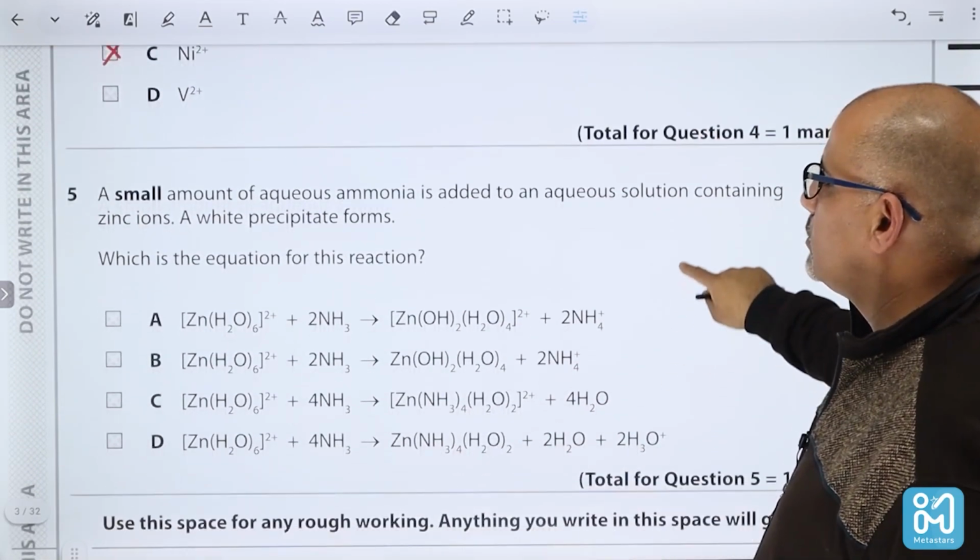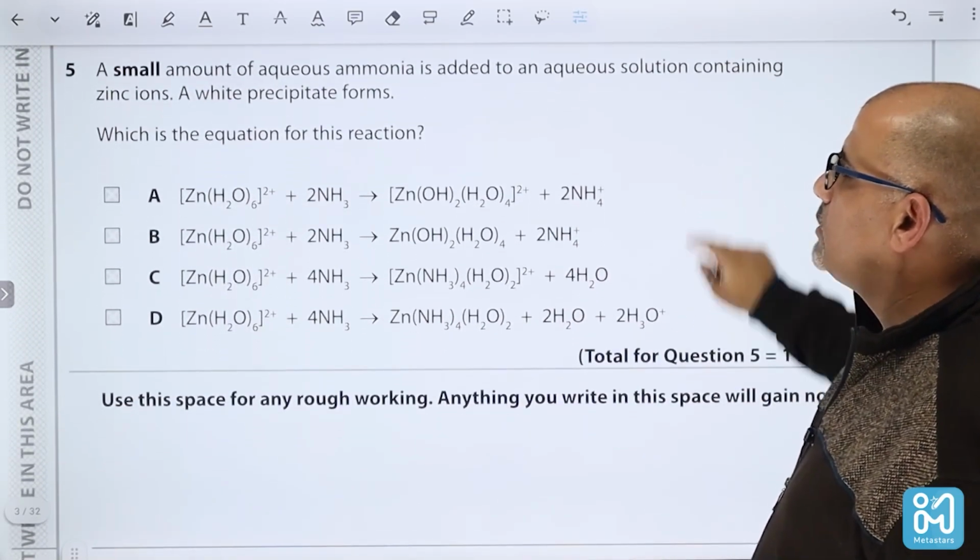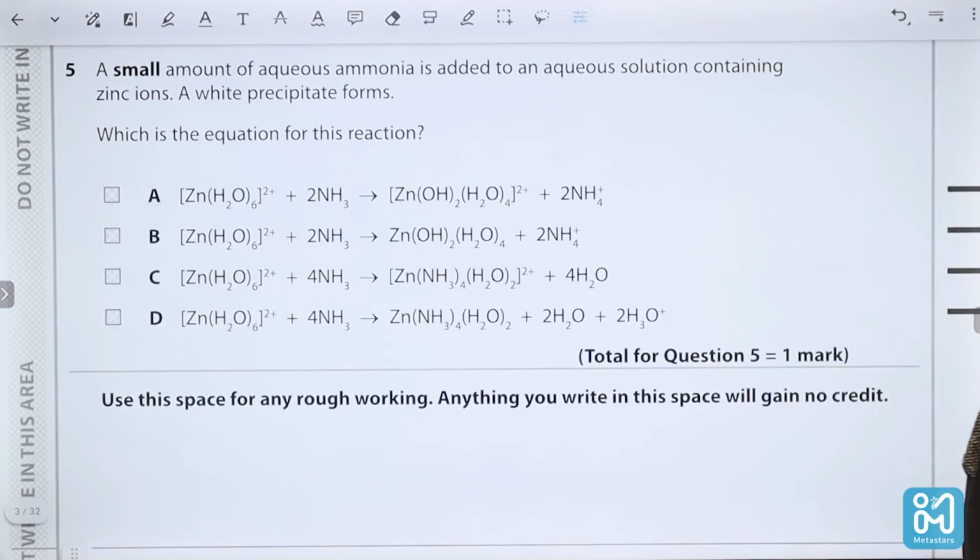Now, in this question, a small amount of aqueous ammonia solution was added to the aqueous solution containing zinc ion. A white precipitate was formed. So then he's asked you what's the equation for this reaction.